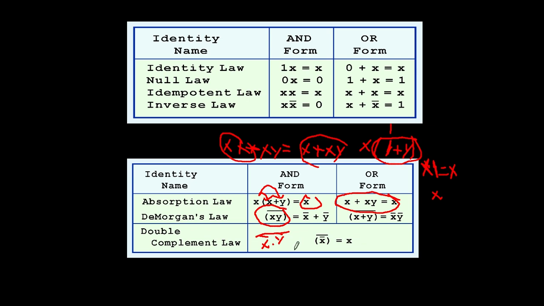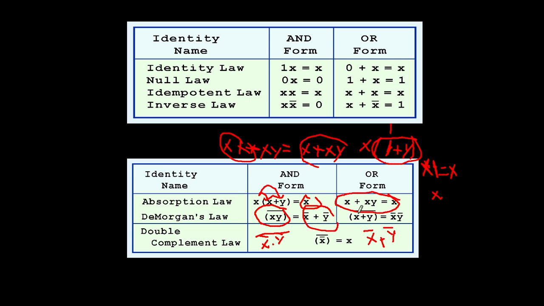So I'll have X and Y, we distribute the complement, and we change the sign. Here I have AND, I change it to OR. So this is the result: distribute the complement and change the sign.